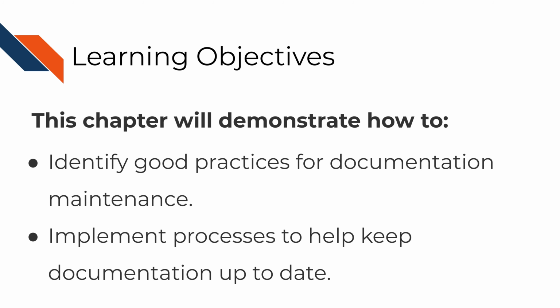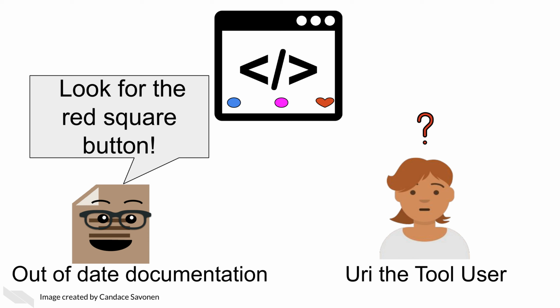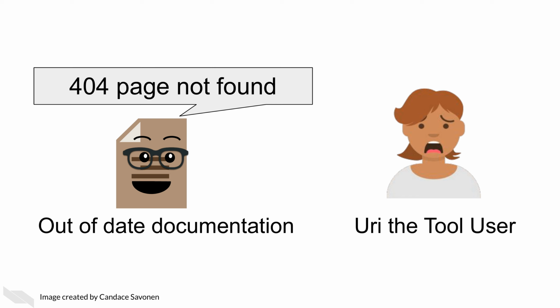Learning objectives. This chapter will demonstrate how to identify good practices for documentation maintenance, and implement processes to help keep documentation up to date. Uri, the tool user, is trying to use Tina's awesome tool, but the documentation is now an ugly brown and out of date. The out-of-date documentation tells Uri to look for the red square button. Uri has a question mark above their head because there is no red square button to be seen, only 2 circle buttons and a heart-shaped button. The out-of-date documentation tells Uri 404 page not found. Uri is not happy.